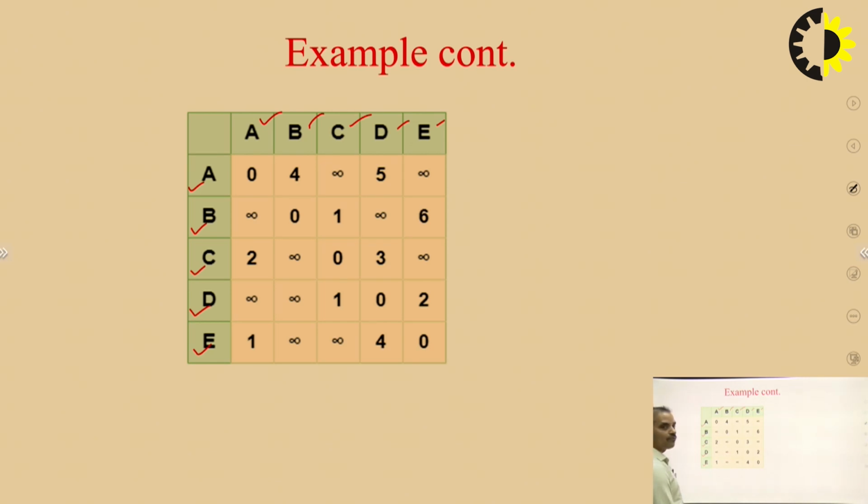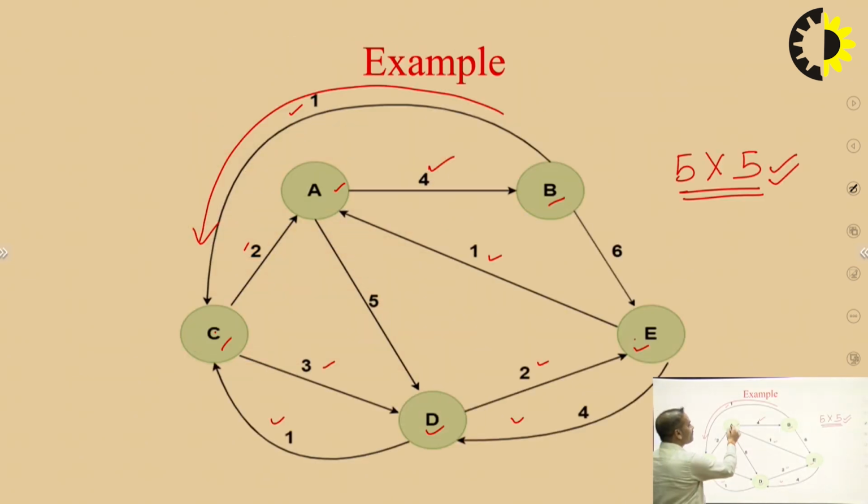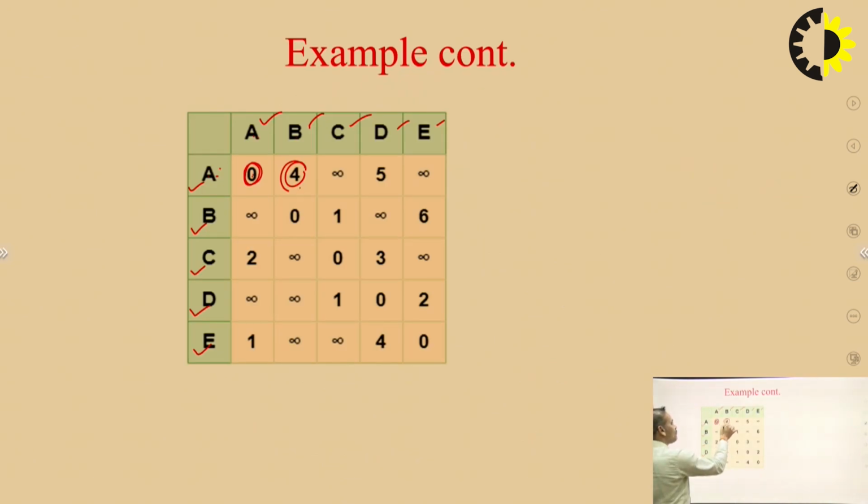Now we have to find the distance between each pair of nodes. The distance of each node to itself is 0. That means the distance of A to A is 0, so here we mark 0. This position tells the distance between A and A. Next, the distance of A to B. In the given graph, the distance of A to B is 4, so we mark 4 here.